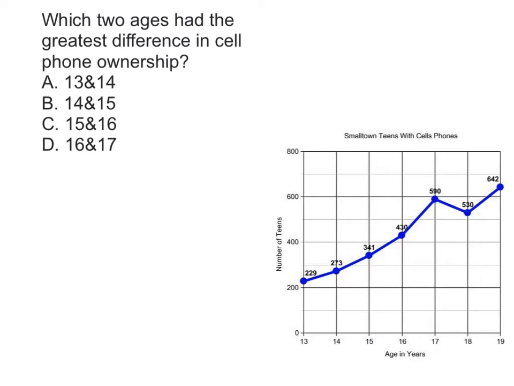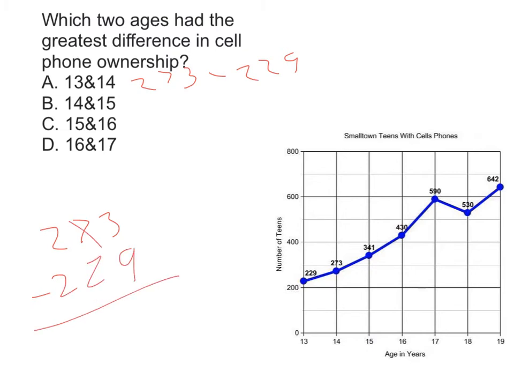Alright, so first we need to look at our graph. And so we're looking for 13 and 14. So 13 is 229, 14 is 273. So we've got 273 minus 229. We would set that up, a little subtraction review here. Can't take 9 from 3, so we'd have to exchange a place value, and that would give us a difference of 44.